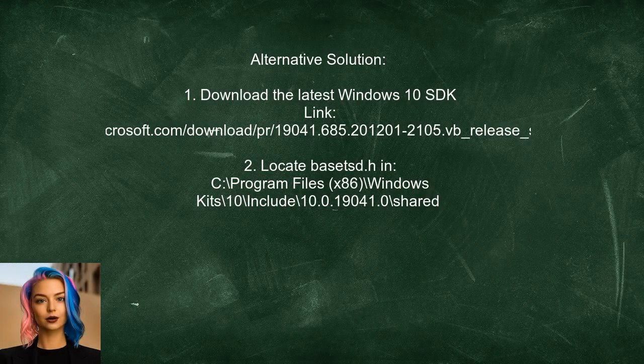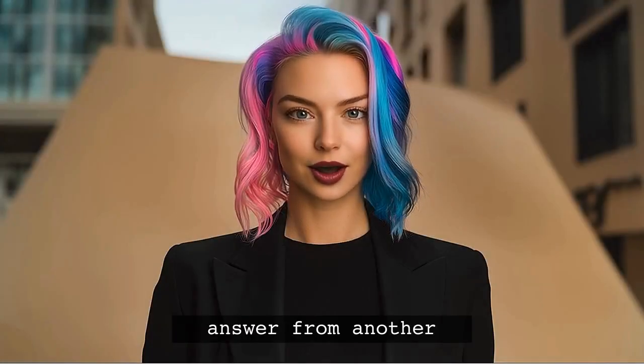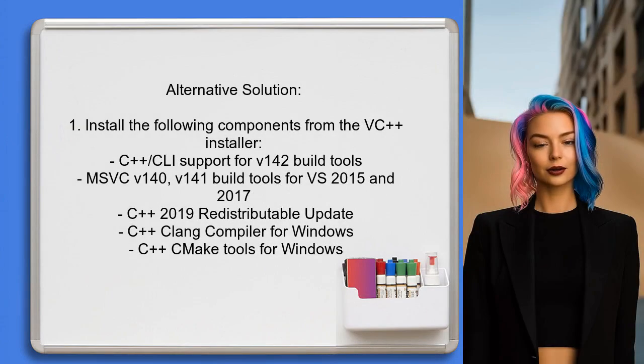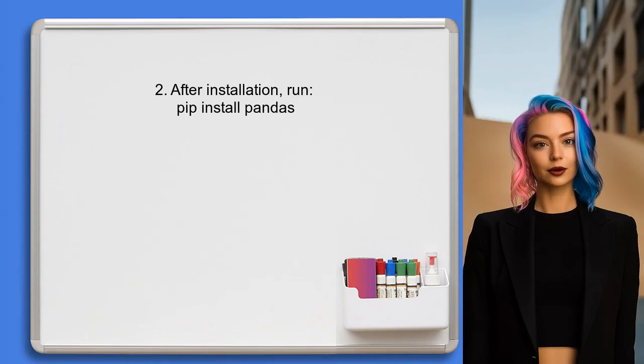An alternative solution provided by another user is to download and install the latest Windows 10 SDK. This resolved their issue with the missing basetsd.h file. Let's take a look at another answer from another user. An alternative solution suggests installing specific components from the Visual C++ installer. They found success by installing the C++ build tools and then running the command to install pandas.